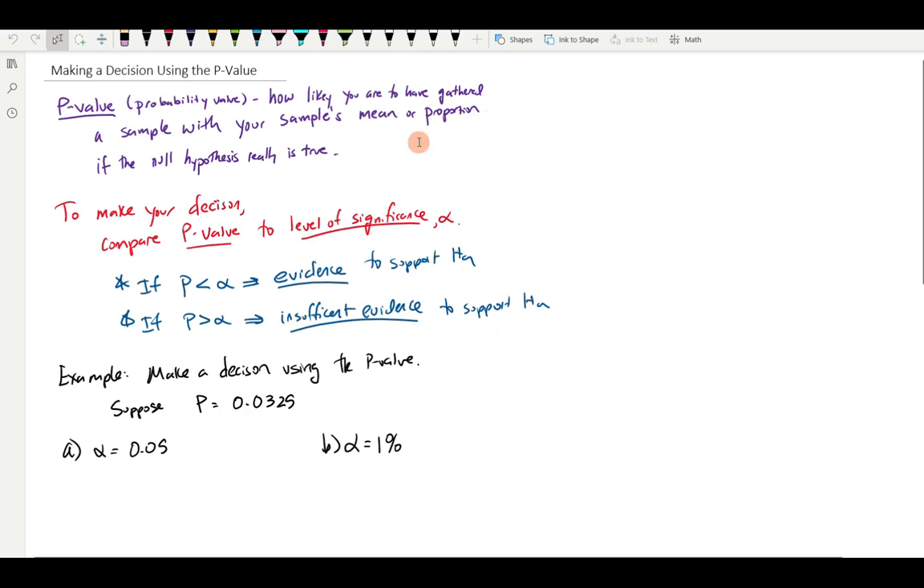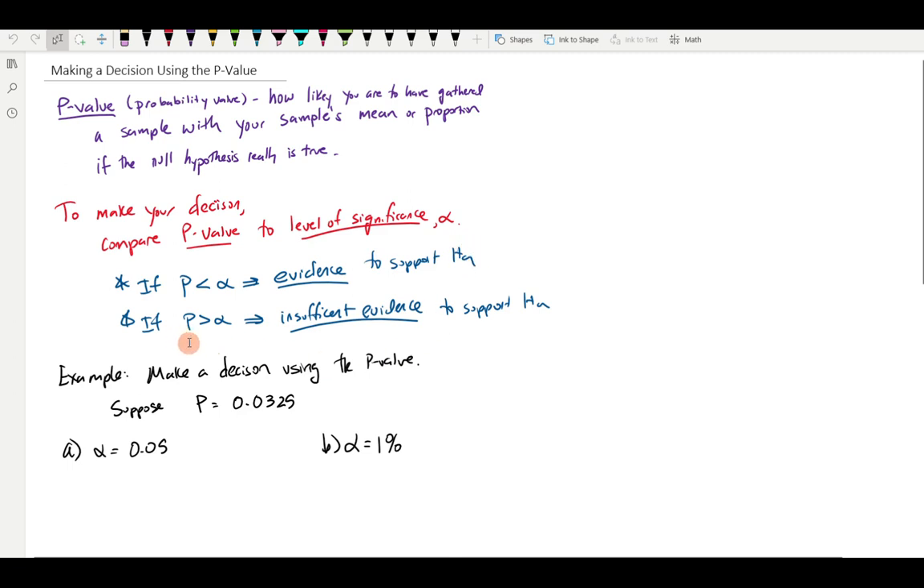Remember, since the p-value says how likely it is that we would have ended up with the sample randomly if the null hypothesis was true, a small p-value, a small probability, means we say, whoa, this was unlikely to have happened randomly. It seems likely the null hypothesis is not true, meaning there's evidence to support the other option, the alternative hypothesis. A small p-value is evidence to support the alternative hypothesis.